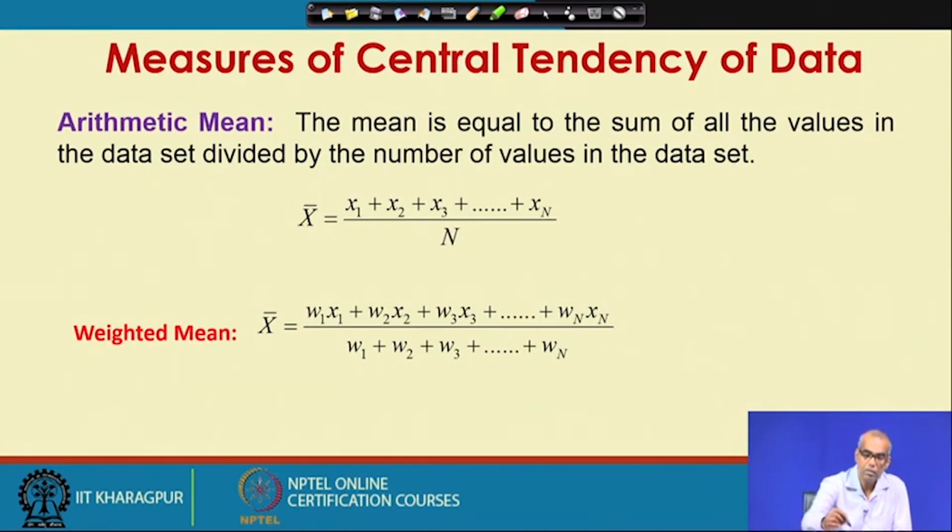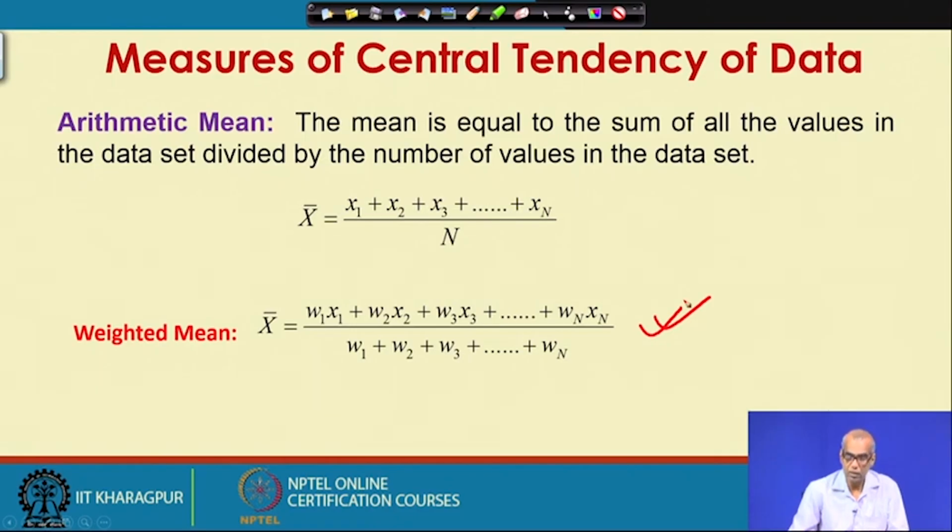Weighted mean is defined as this. We give certain weightage to each observation, and let us consider those weights are W1, W2, W3, ... Wn. W1 is the weight associated with observation x1, W2 is the weight associated with observation x2, and so on and so forth.